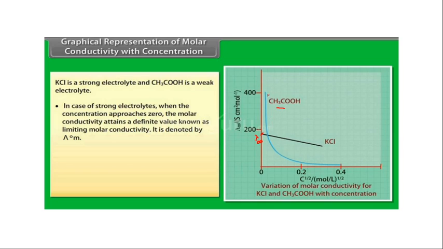Whereas for acetic acid, it becomes difficult. We cannot extrapolate and find out lambda infinity when the concentration is 0, because it goes almost parallel to the y-axis. In case of strong electrolytes, when the concentration approaches 0, the molar conductivity attains a value known as limiting molar conductivity. It is given by lambda naught. But for weak electrolytes, you cannot find this using the graph, so we will use Kohlrausch's law to find out lambda infinity for weak electrolytes.